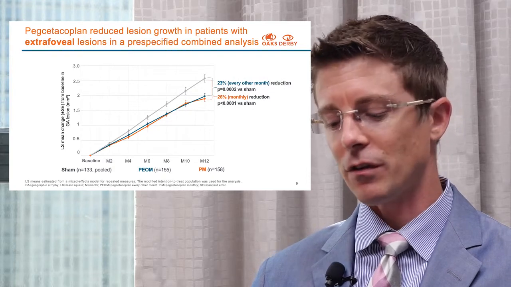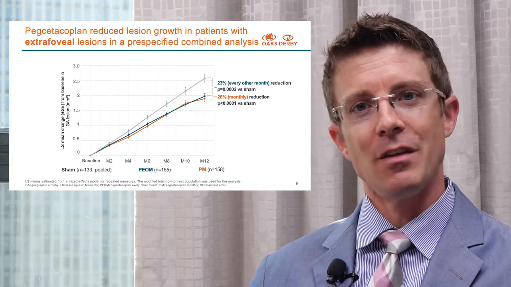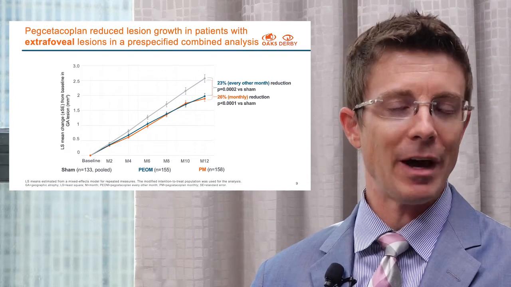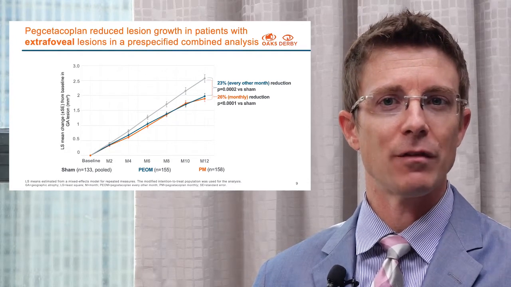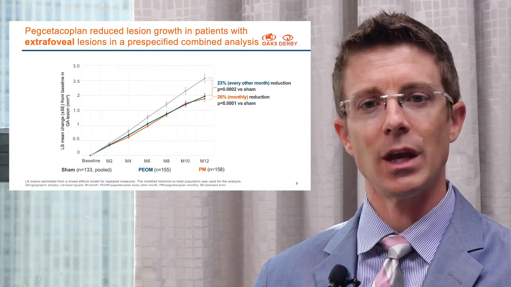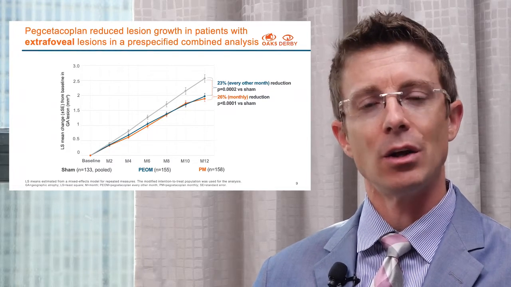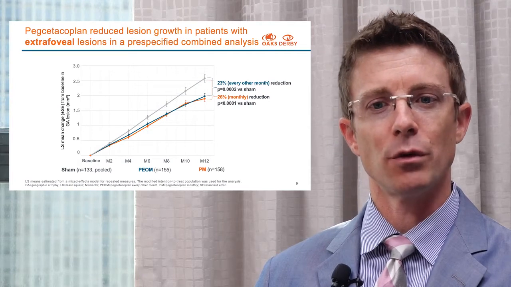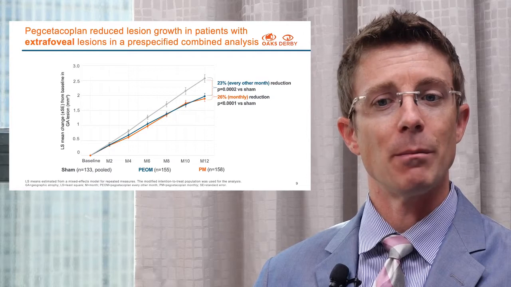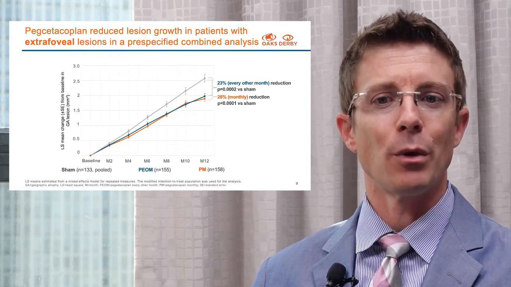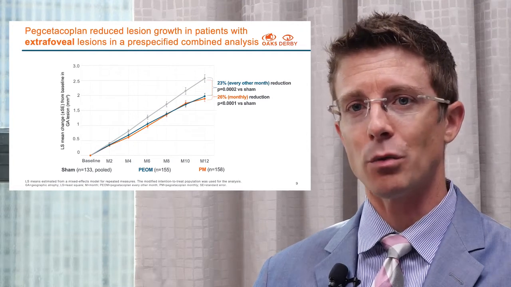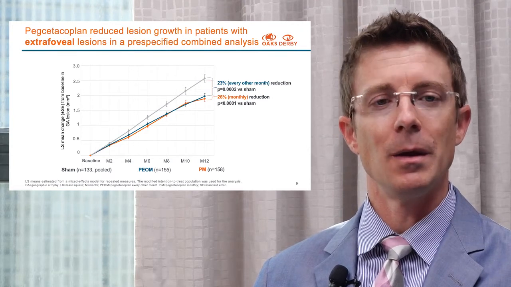Now, if you start to look at some different subgroups, the patients with extrafoveal GA clearly did the best in this study in terms of having a greater reduction in geographic atrophy progression. So again, looking at the combined trials and all the subjects with extrafoveal lesions, we're seeing a 26% reduction in GA progression in the monthly treatment arms and a 23% reduction in the every other month treatment arms. Both of these were highly statistically significant.